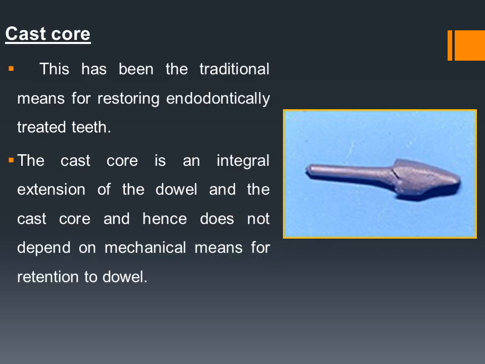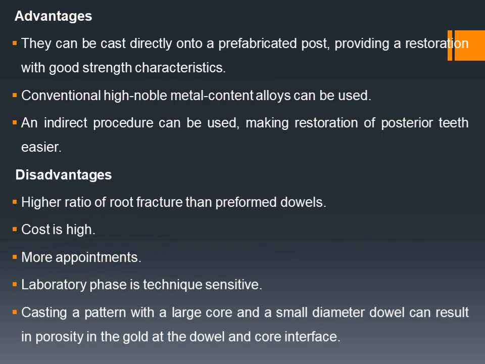Coming to the cast core, this is what we studied in the custom cast post. This has been a traditional means for restoring endodontically treated teeth actually. The cast core is an integral extension of the post, and the cast core is attached along with the post. It comes in one unit, hence it does not depend on mechanical means. The advantages are they can be easily placed inside the canal and easily cementable, and it's made up of high noble metal content alloy, so no corrosion also for this. But the only thing is we need some fabrication in the lab.